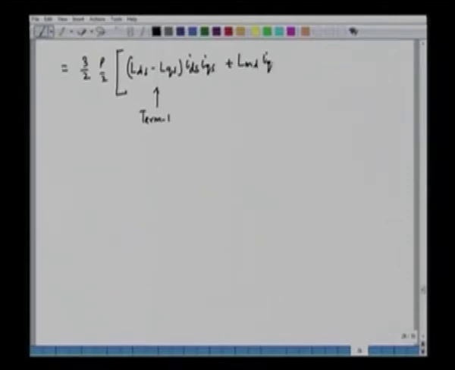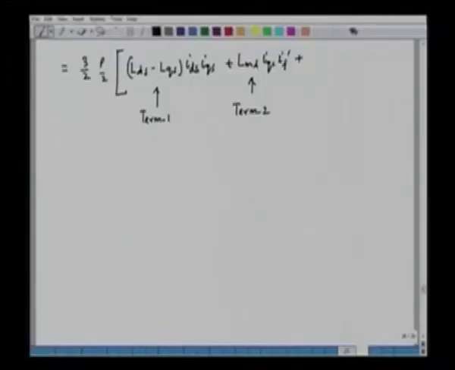LMD into IQS into IF prime. Now, this is term 2, and this is called the field winding torque, because by virtue of the field winding the torque is produced. If IF prime equal to 0, if there is no field winding current, this torque also vanishes. So, this is called the field winding torque.